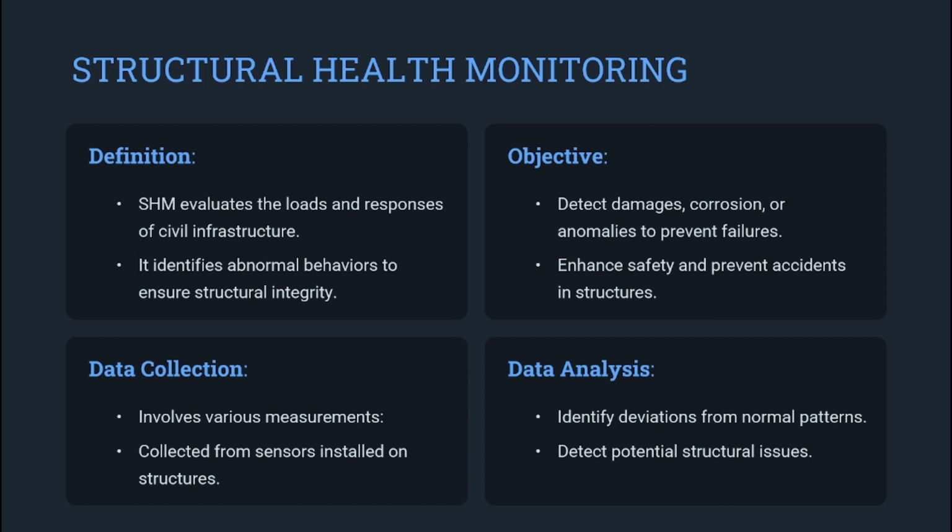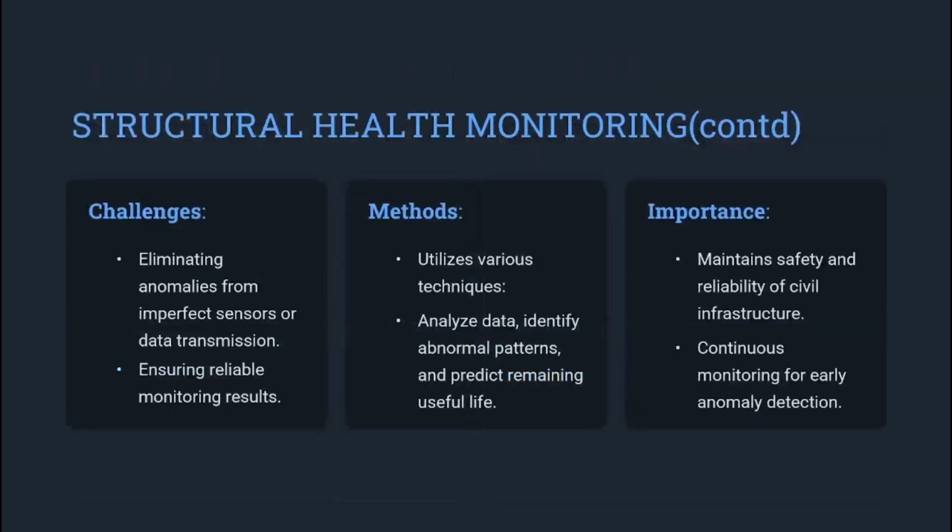Data collection involves various measurements collected from sensors installed in various structures, and data analysis is done by identifying deviations from normal patterns to detect potential structural issues. The challenge that we face is eliminating anomalies from imperfect sensors or data transmission, ensuring reliable monitoring results. The methods that we use utilize various techniques for analyzing data, identifying abnormal patterns, and predicting remaining useful life. The importance is maintaining safety and reliability of civil infrastructure and continuously monitoring for early anomaly detection.